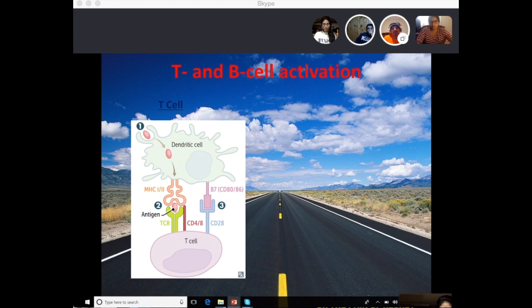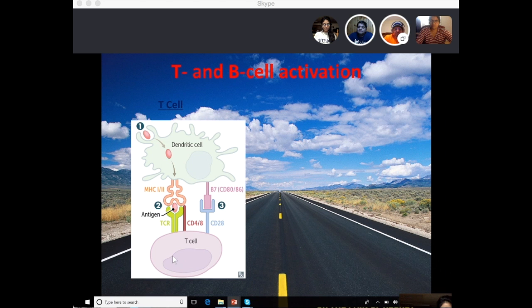So first, with T cell activation, the first thing is you're going to have a dendritic cell, or any kind of antigen-presenting cell that has a processed antigen. So you can see here, let's just say this is like a viral particle or something. It comes in here, the dendritic cell breaks it up, and then either presents it on an MHC1 or MHC2 molecule, and it presents this on the dendritic cell surface.